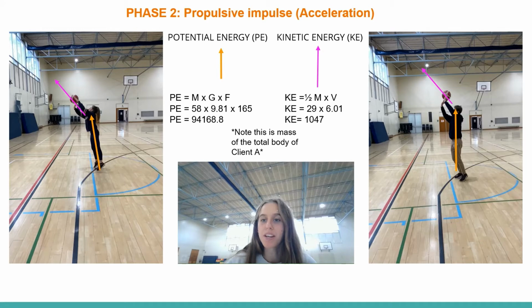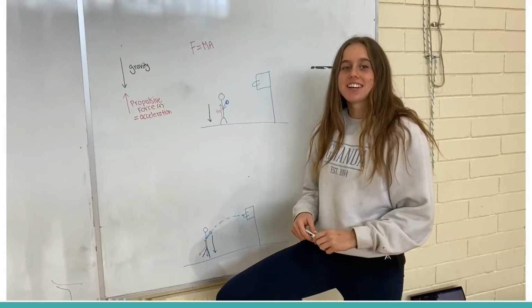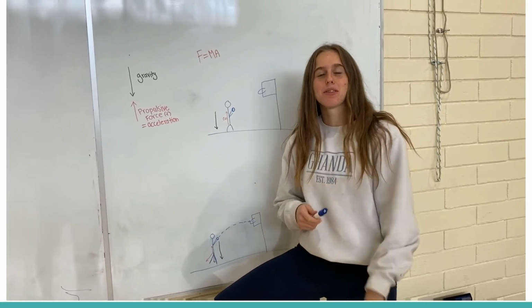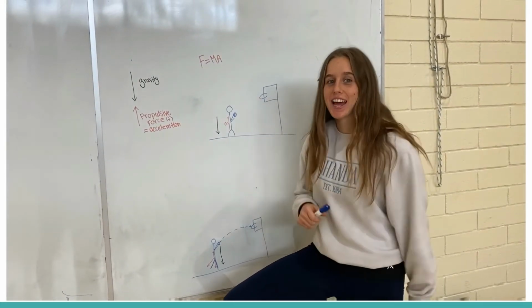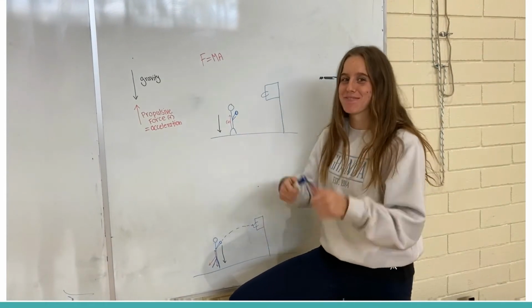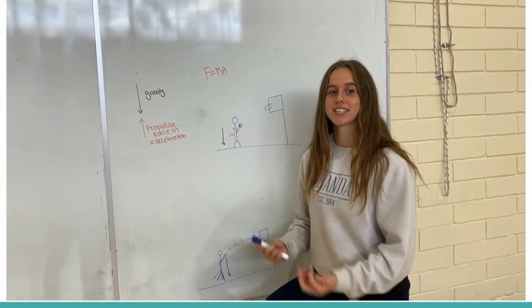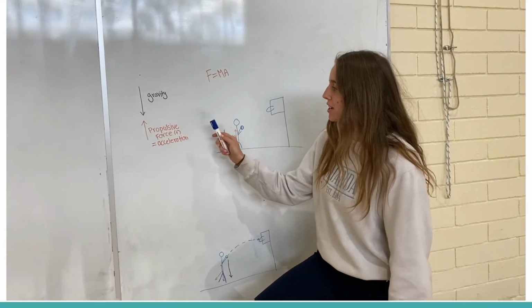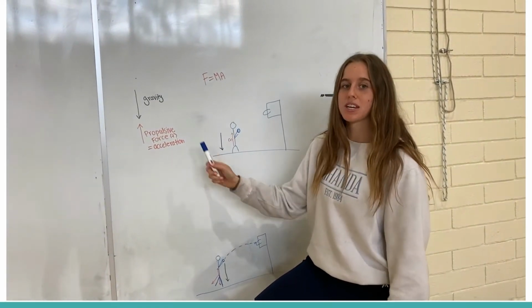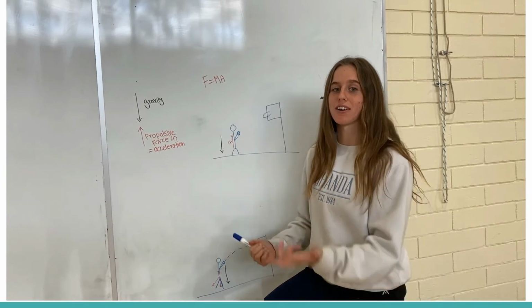Phase 2 is where the clients accelerate to gain momentum from a transfer of potential energy from their body to kinetic energy to the ball in order for a free throw to occur. As the client is accelerating up, the concept of Newton's second law, F equals ma, is in place. The clients are applying more force when they're vertically standing up against gravity, known as the propulsive force. As it's a positive, they're accelerating up.